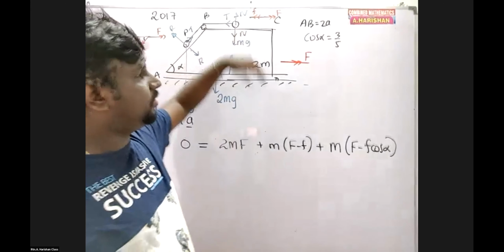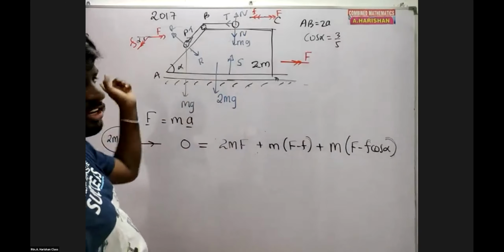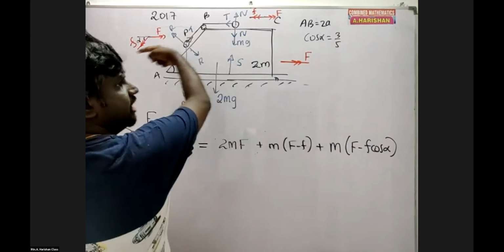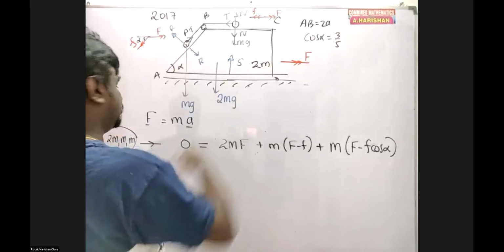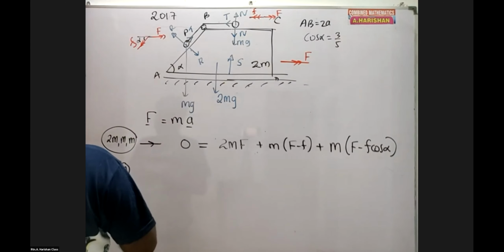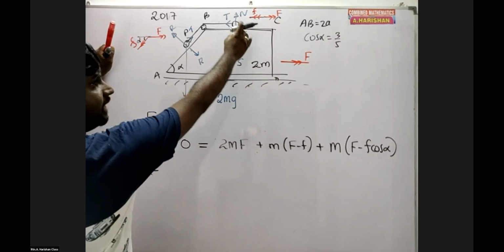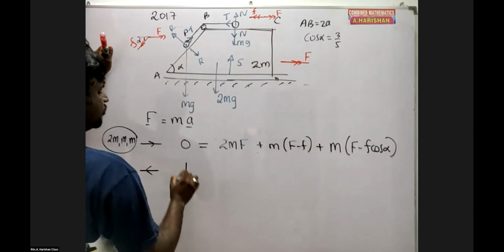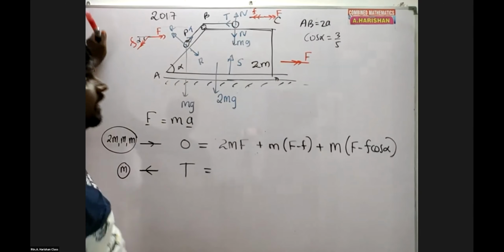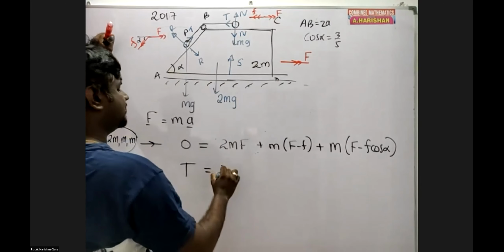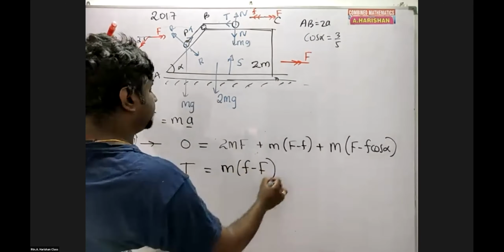So in this case, we don't apply upward, we have to apply horizontally. You can apply in this direction because the particle moves in this direction according to the wedge. You can apply this direction if you want, or you can apply this direction. But it is better to apply in this direction because according to the wedge, the particle intends to move in this direction. So T is the only force acting on the simple m. So T equals simple m into, don't forget, simple f minus capital F.